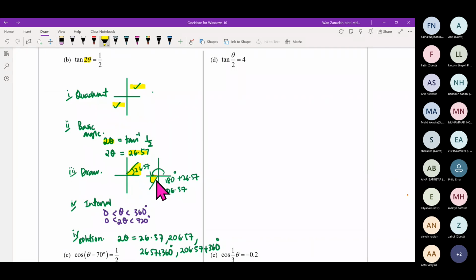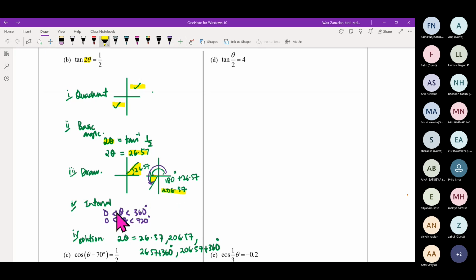Okay, meanwhile at the third quadrant, I have to find. This is my acute angle. The angle that we want is from 0 until mana sayang? Third quadrant. So I have to plus 180, I'll get 206.57.